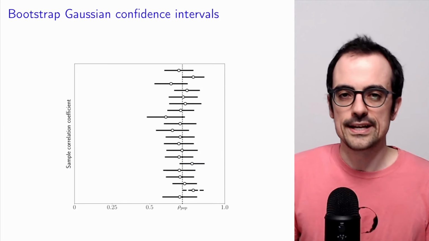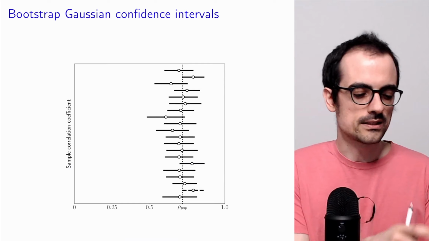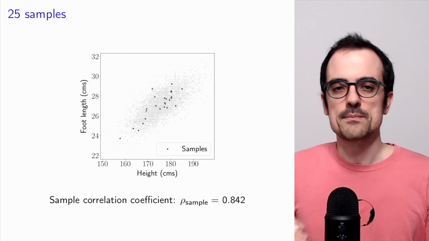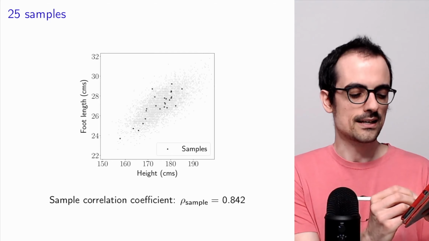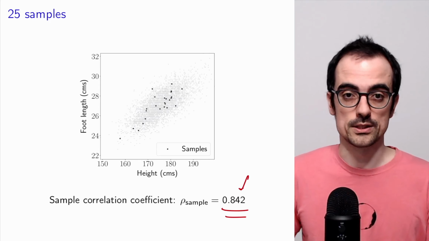Here we already saw in the previous video that things work out. We get pretty decent confidence intervals with good coverage. We're happy. Now what happens if we only have 25 samples and we want to, again, quantify the uncertainty around this sample correlation coefficient? It's the same population.